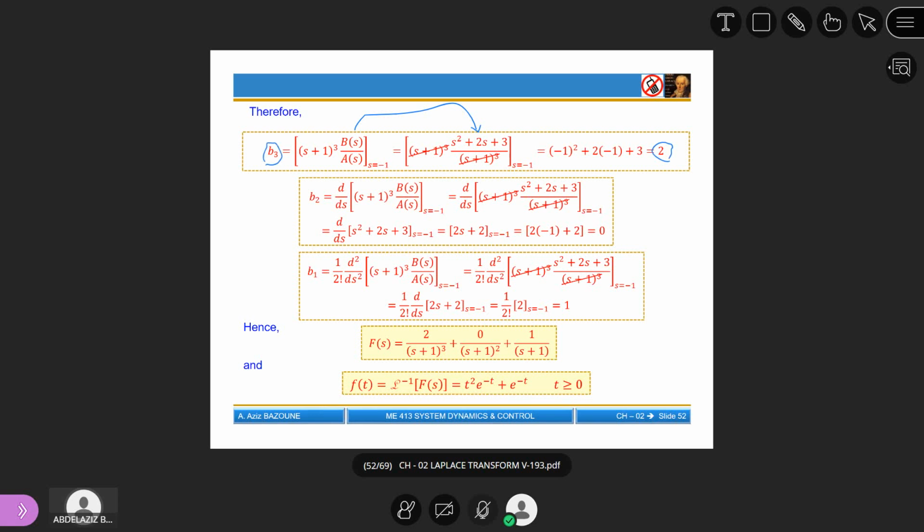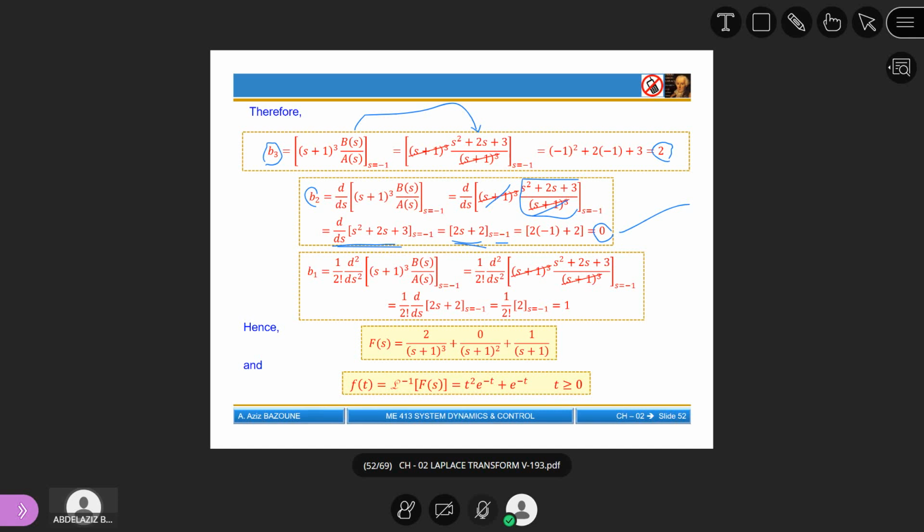B2 will be the first derivative of this term when s is equal to minus 1. You take this term, s plus 1 cubed times the fraction, cancel s plus 1 with s plus 1, and take the derivative of s squared plus 2s plus 3 with respect to s. You will find it's 2s plus 2, and when s is equal to minus 1, this gives you 0. This means that b2 is equal to 0.